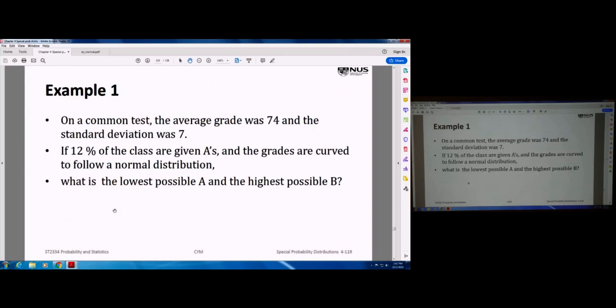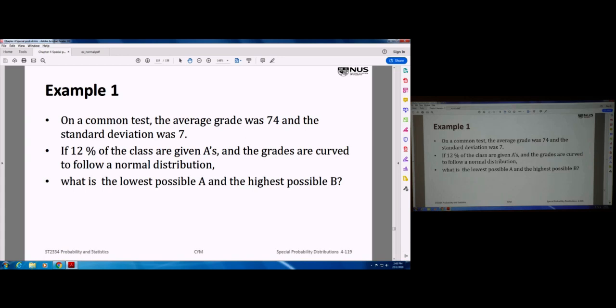Thanks. Okay, so let's finish up this chapter. Let's look at some examples associated to this standardization, tabulation, and so on. Say you're given a common test: the average grade is 74, the standard deviation was 7. If 12% of the class are given A's and the grades are curved to follow a normal distribution, what's the lowest possible A and the highest possible B?